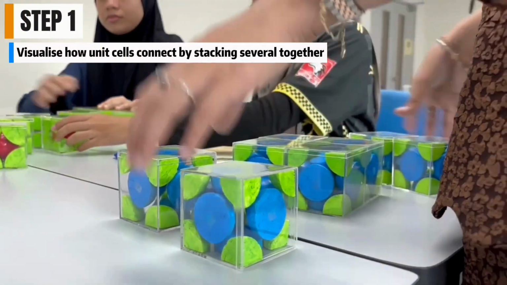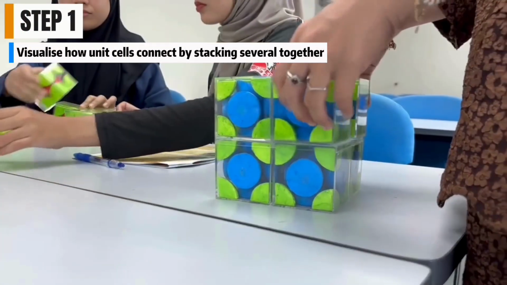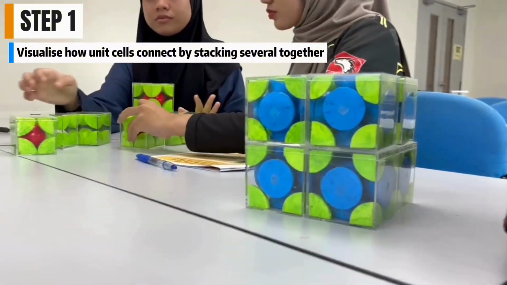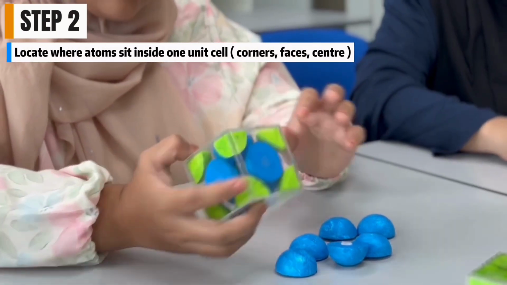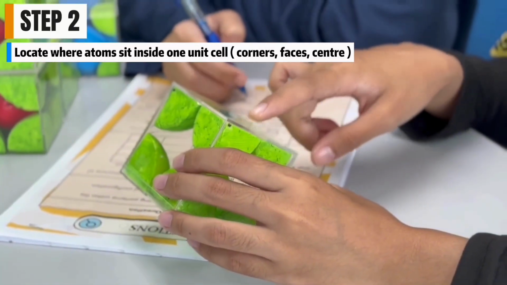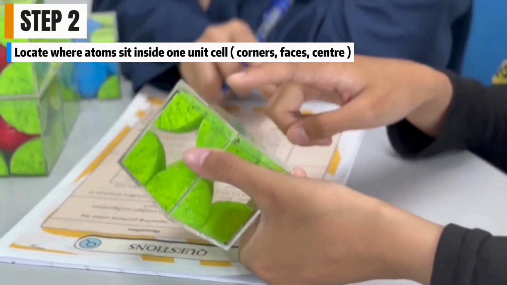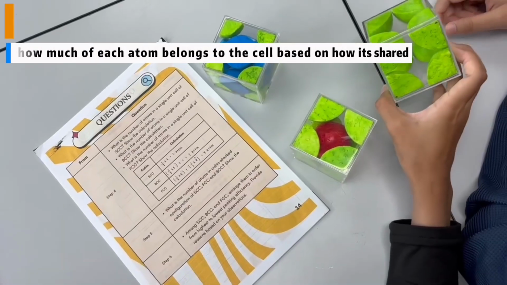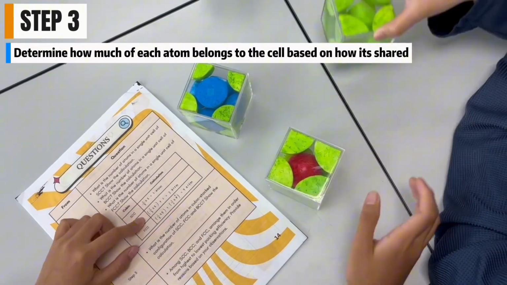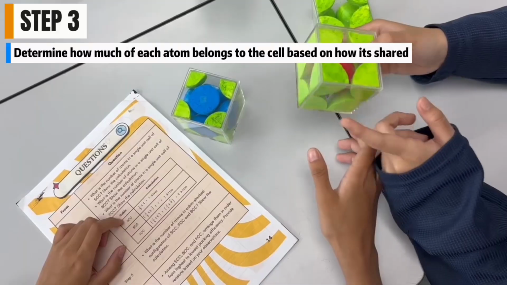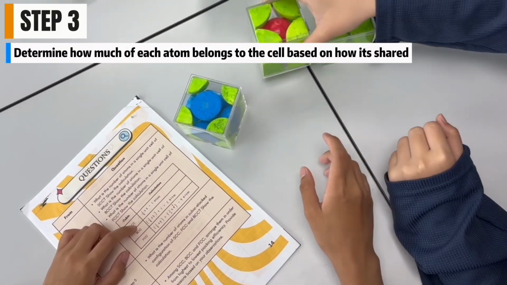The first step is to arrange 8 unit cells into a stack configuration to visualize how one unit cell interacts with its 7 neighbors. The second step is to identify atomic positions within a single unit cell, where the atoms are at the corners, the body center, or the face center. The third step is to determine the atomic fraction by seeing how each atom is shared between neighboring cells. For example, corner atoms are shared by 8, face-centered atoms are shared by 2.